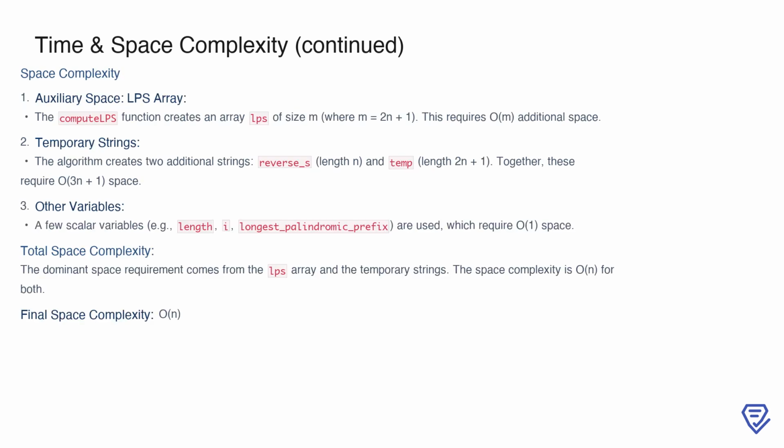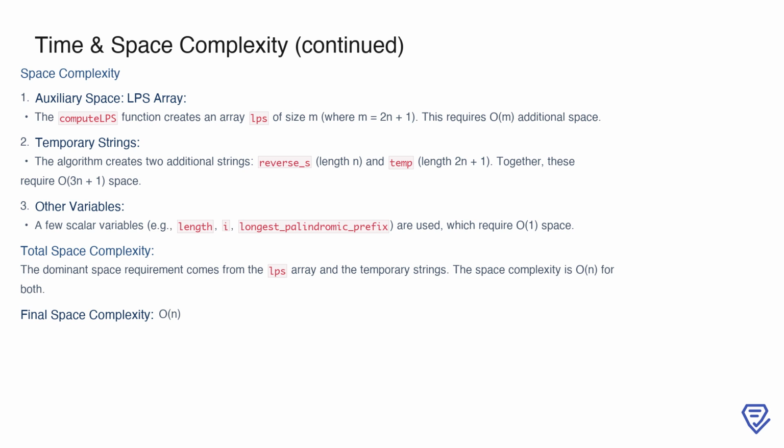Now, looking at the space complexity of the algorithm, the major contributors are the auxiliary data structures and temporary variables. First, the LPS array, which is constructed during the KMP preprocessing step, requires O(m) space, where m is the size of the temporary string temp. Since m is approximately 2n plus 1, this simplifies to O(n).